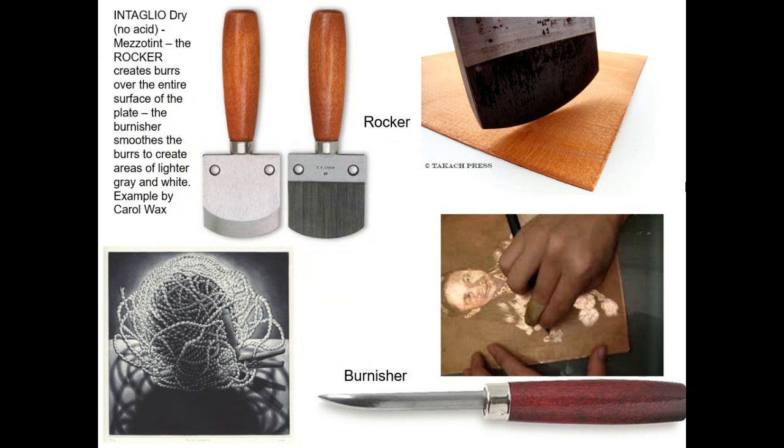And we rock the plate in 8 different directions, the whole entire surface, so that if it were inked and printed, it would print a solid black rectangle. In order to create the image, we use the tool at the bottom, the burnisher, and you can see an artist here smoothing out some of the burrs to create areas that would be of a lighter value all the way down to white.